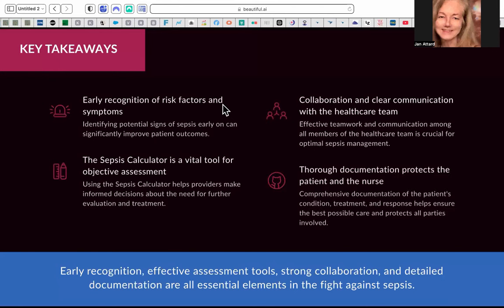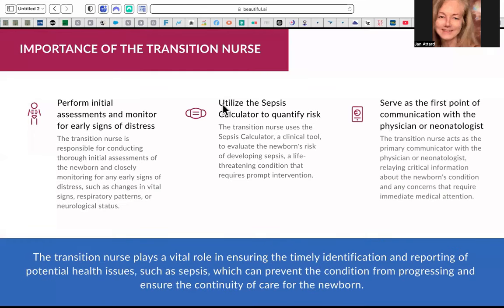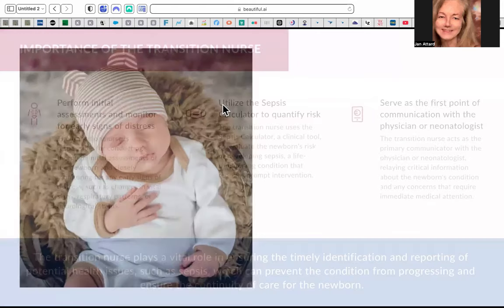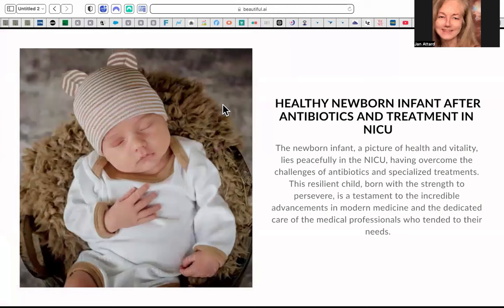Our key takeaways here: early recognition of risk. Use the sepsis calculator. Collaborate and be clear. Be thorough with these beautiful gems of babies. Our wealth, our everything. Everyone's everything. So early recognition, effective assessment, strong collaboration, detailed documentation, essential to fight against sepsis. So we do early assessment, we use the calculator, we serve as the first point, and we save lives.